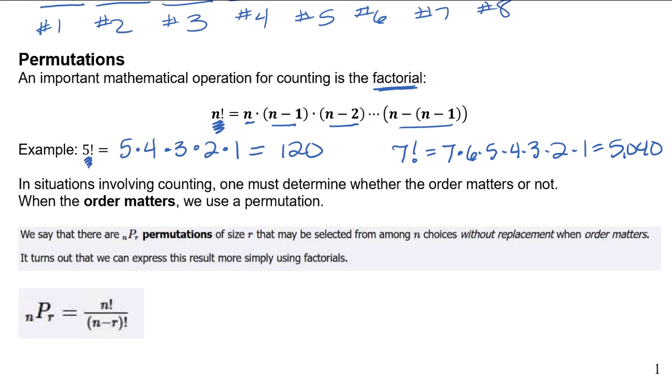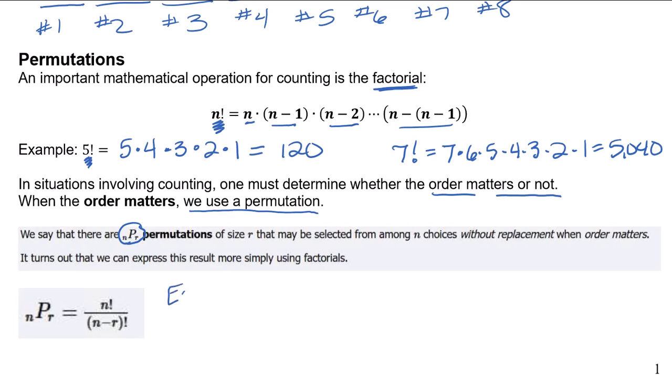In situations where counting is involved, one must determine whether the order matters or not. When the order matters, we use a permutation. All right, we have nPr, so we have permutations of size r. There are n permutations of size r as we're looking through it. And this is where order matters. It turns out we can express this result as factorials. So if we have nPr, it's going to end up being n factorial over n minus r factorial.